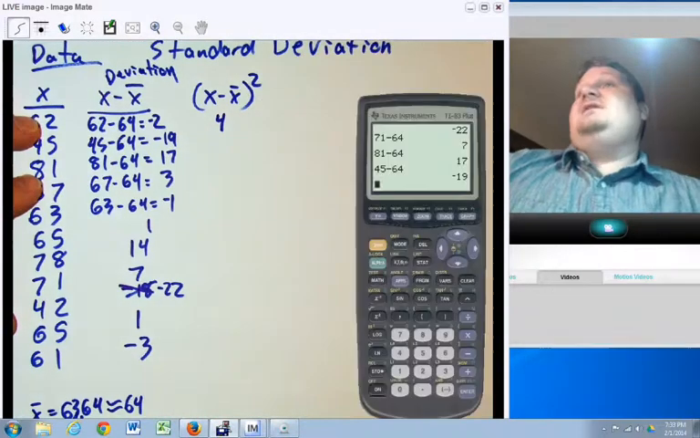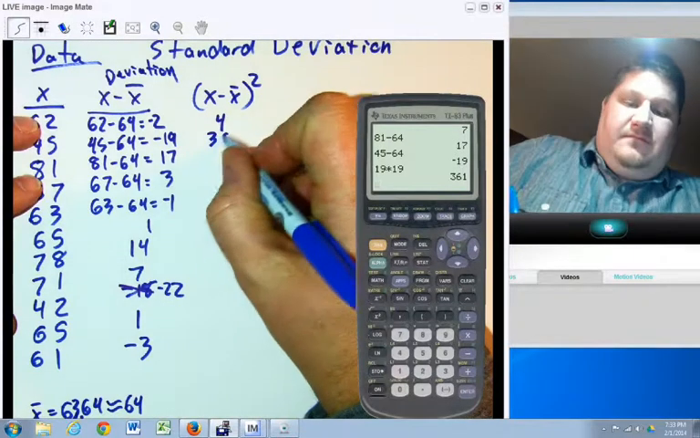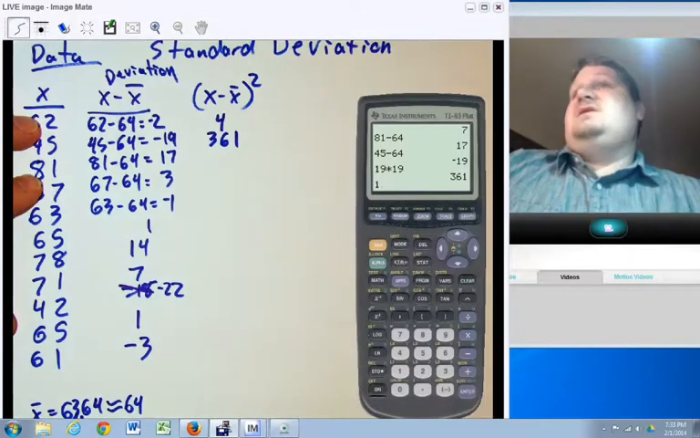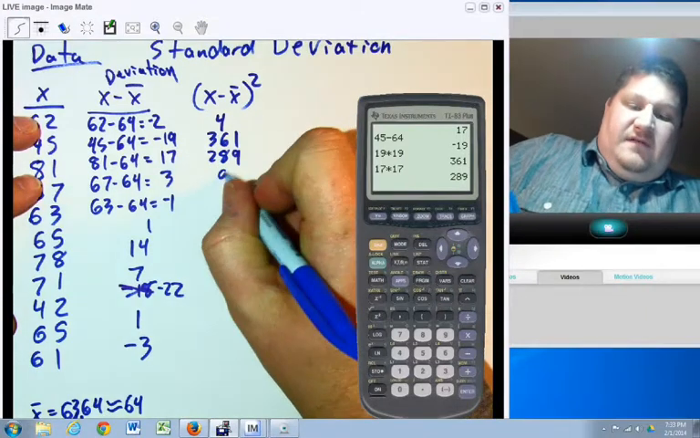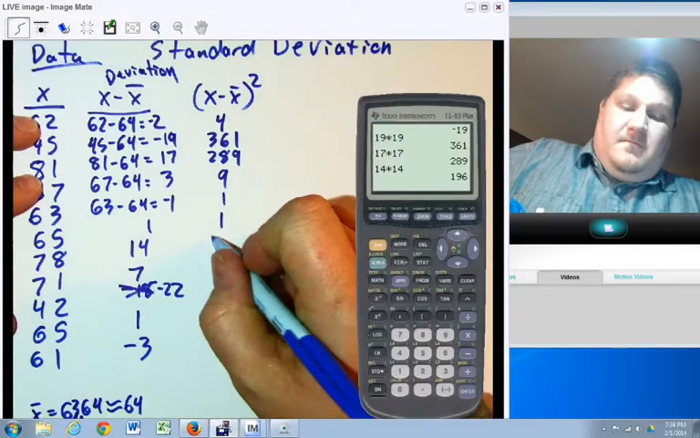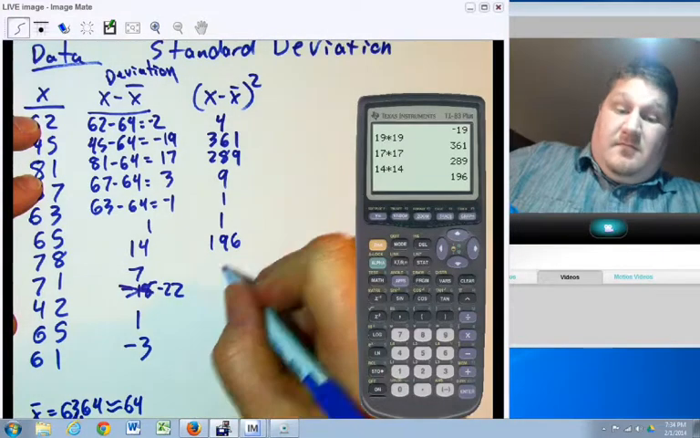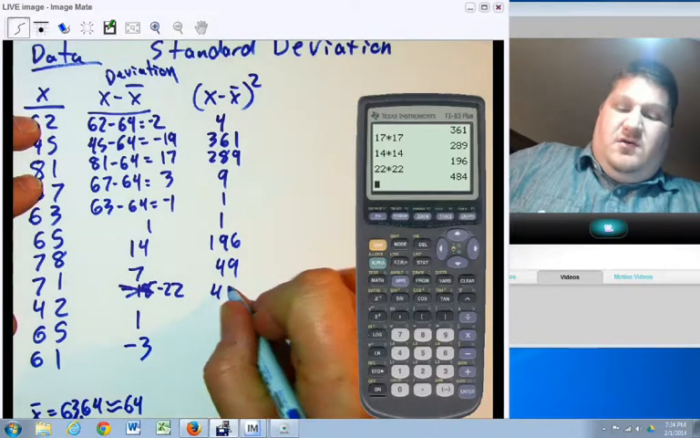Now, 19 squared is going to require a little bit more work. 361. 17 squared, think I know it, but double check, because if one of these numbers is off, then the whole thing is going to be off. You'll notice I'm not even putting in the negative on the 22 because it will go away.